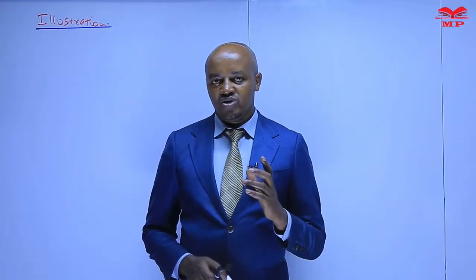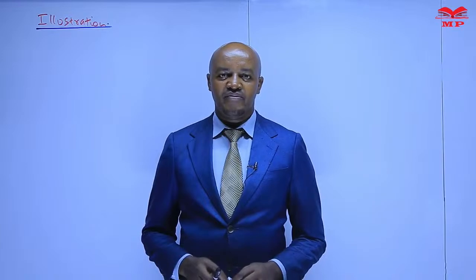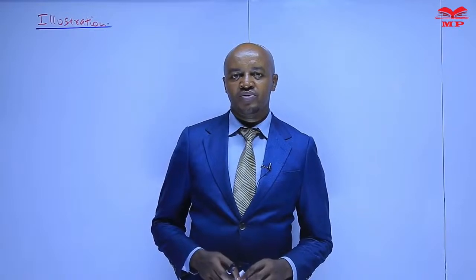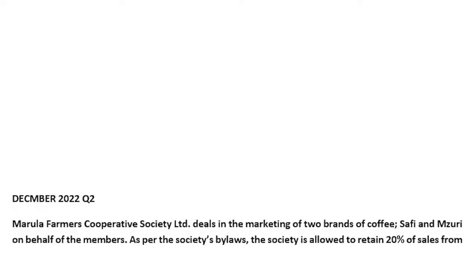Hi students, welcome to another session of Manifested online classes. So in this session, I want us to continue with topic number 3, subtopic number 5, financial statement of cooperative societies. And specifically in this session, I want us to look at an illustration question regarding presentation of financial statement of a cooperative society. So I want us to go through the illustration and then we see what was required.